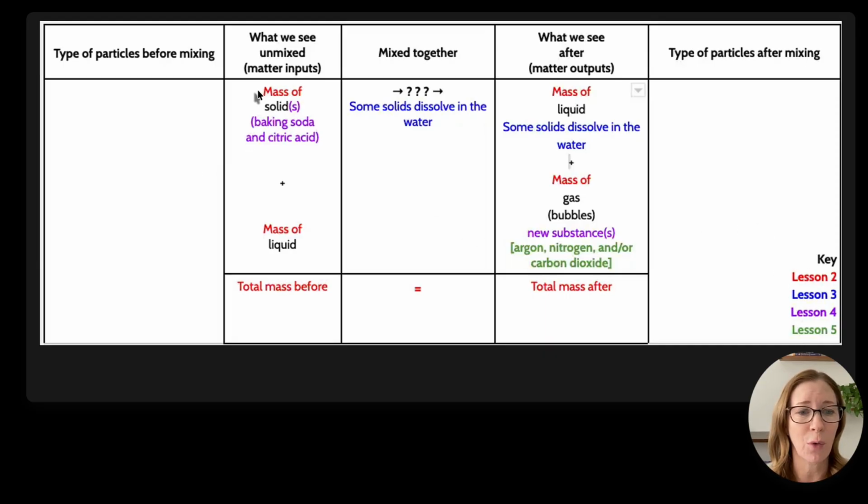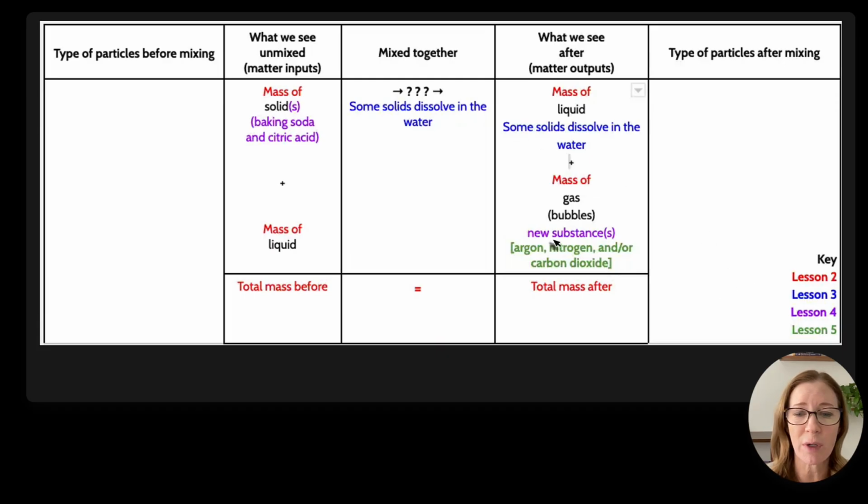The red is lesson 2, where we learned that the mass of a solid and the mass of the liquid, the mass before equals the mass after. And then in lesson 3, we learned these blue ideas right here, and that's that some solids dissolve in water. We found that after we mixed them together, in the outputs, some of the stuff was still dissolved in water.